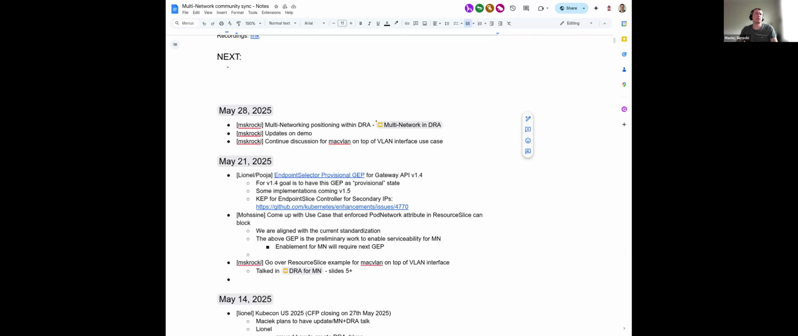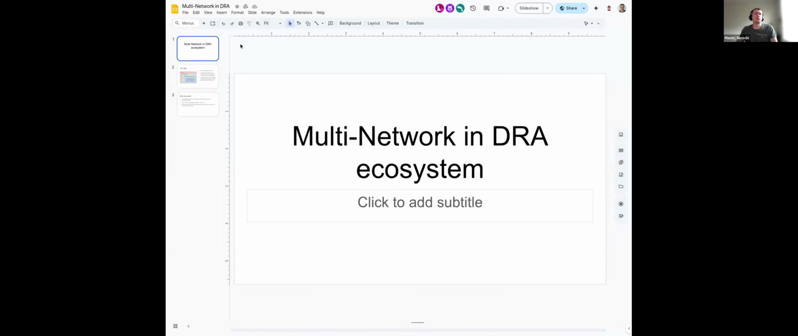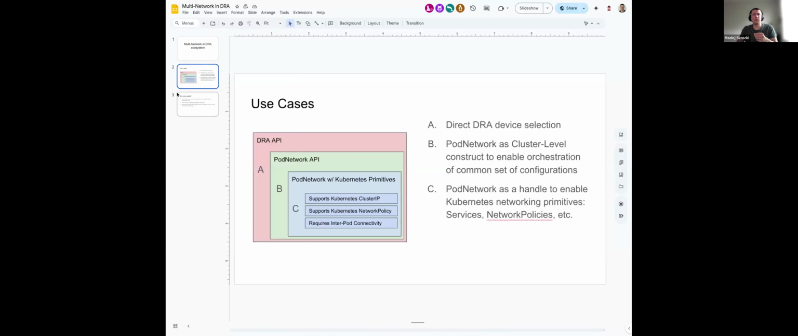I have two slides about this to talk over. On this topic, internally we want to put some systematic approach to what multi-network is. This is an attempt to do that, and to show how multi-network relates to the array and how it works within it.